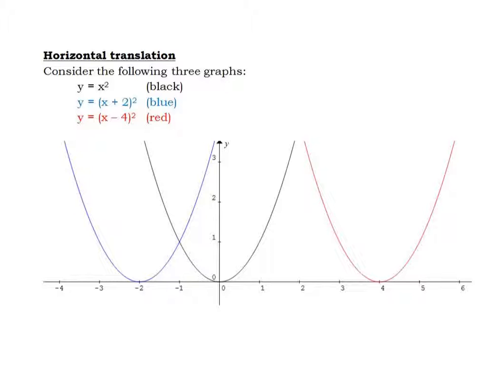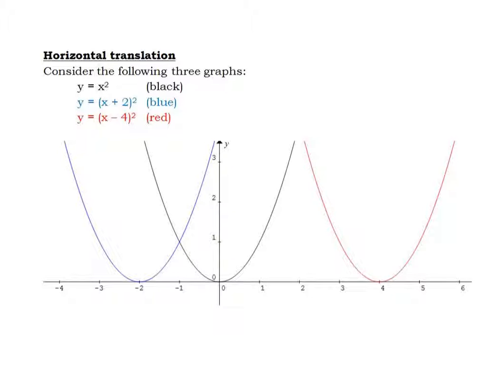Next, we're altering our equations in a different way. Instead of having a number added or subtracted on the end of the equation, we've got a number added or subtracted inside the brackets, inside the squared bit. And you can see from the picture that the effect is to move the graph sideways or horizontally. So our blue graph here has got x plus 2 all squared, and it's been moved 2 units to the left. And the next one is x minus 4 all squared. That's been moved 4 units to the right.